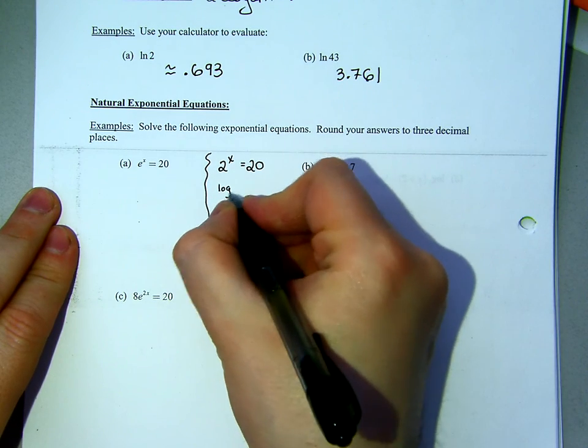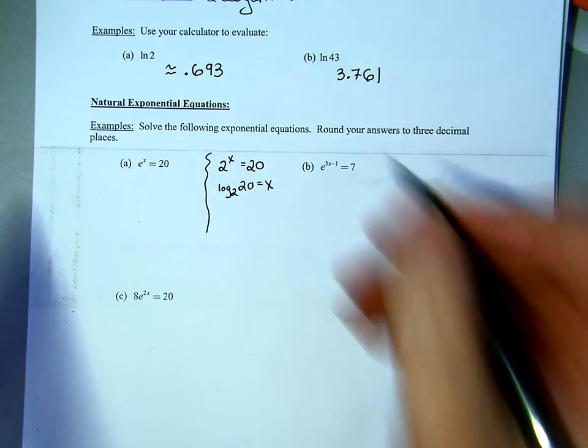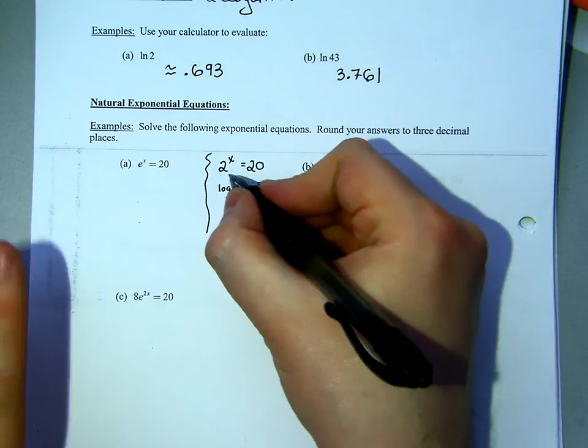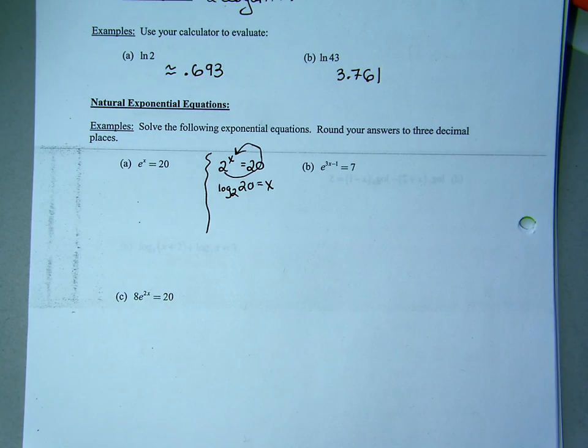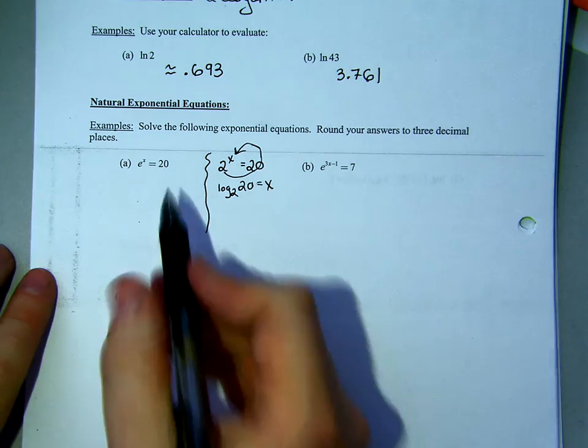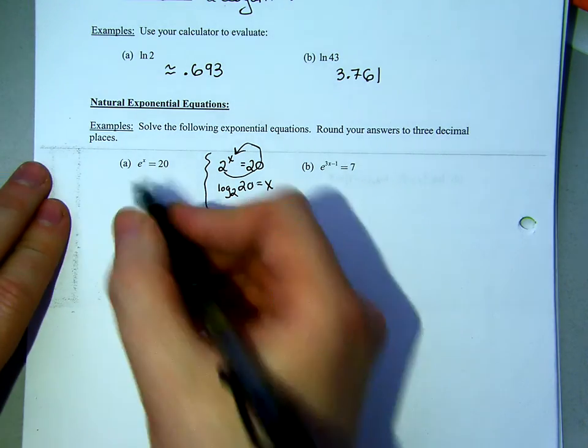Base 2 of 20 equals x. And then you go to the calculator and solve, right? Okay, back to the original problem I gave you. It's the same sort of problem. It's in exponential form. I'm going to write it in log form.